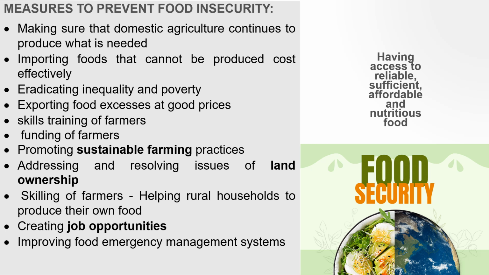So, what are the measures that can be implemented to prevent food insecurity? Firstly, making sure that domestic agriculture continues to produce what is needed. Importing foods that cannot be produced cost effectively. Eradicating inequality and poverty. Exporting food excesses at good prices. Skills training of farmers, funding of farmers, promoting sustainable farming practices, addressing and resolving issues of land ownership, helping rural households to produce their own food, creating job opportunities, and improving food emergency management systems.